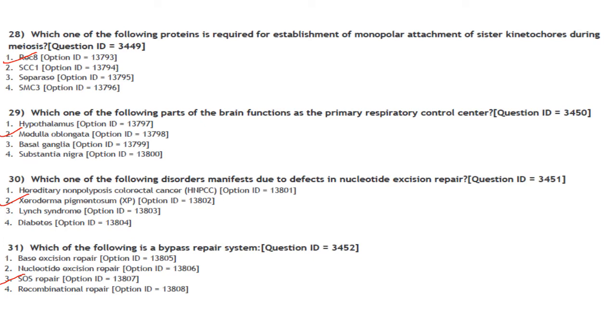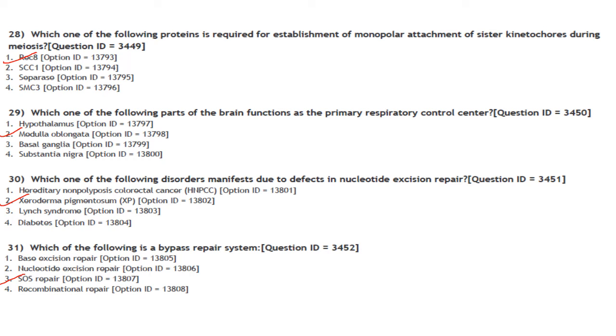Then next one. Which of the following proteins is required for establishment of monopolar attachment of sister kinetochores during meiosis? During meiosis, sister chromatids produced by chromosome duplication are held together by REC8, a meiosis-specific cohesin protein. And REC8-like proteins are required for mono-orientation of sister chromatids during meiosis 1 in plants, fish and yeast. So the answer here is option 1.